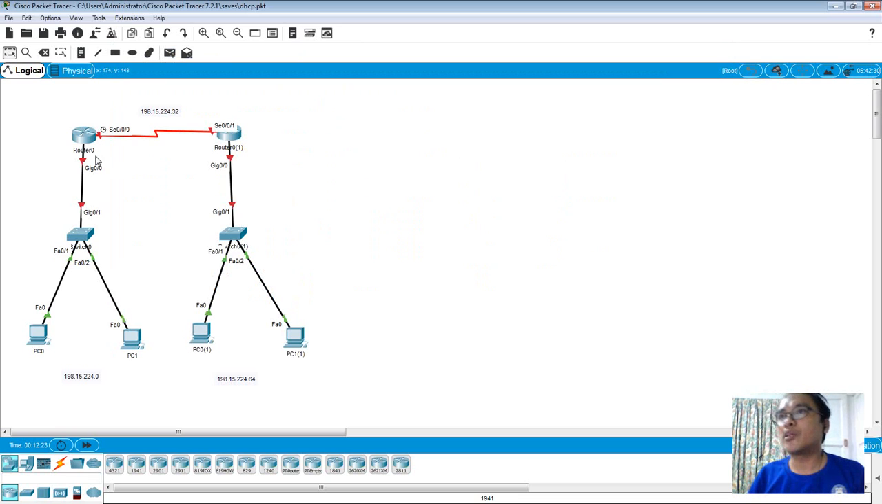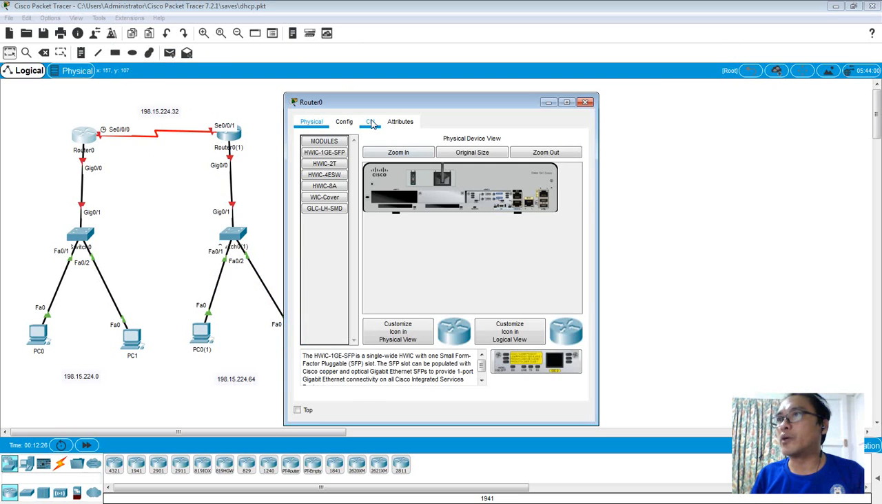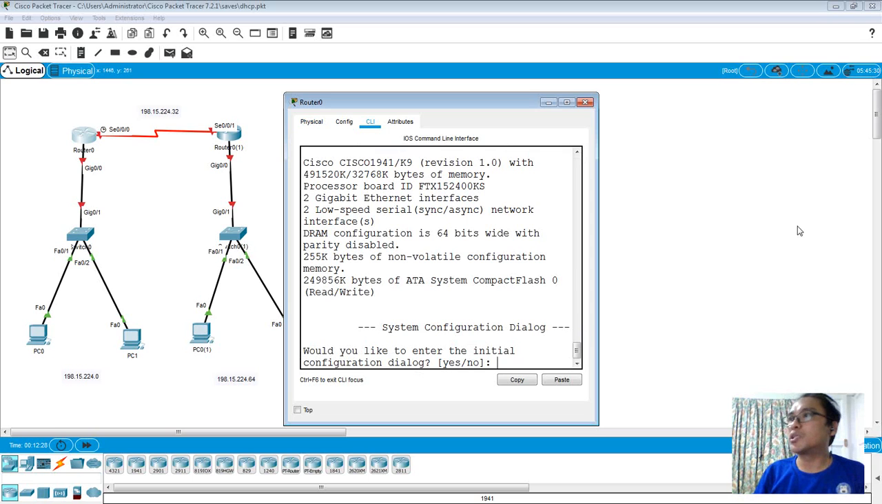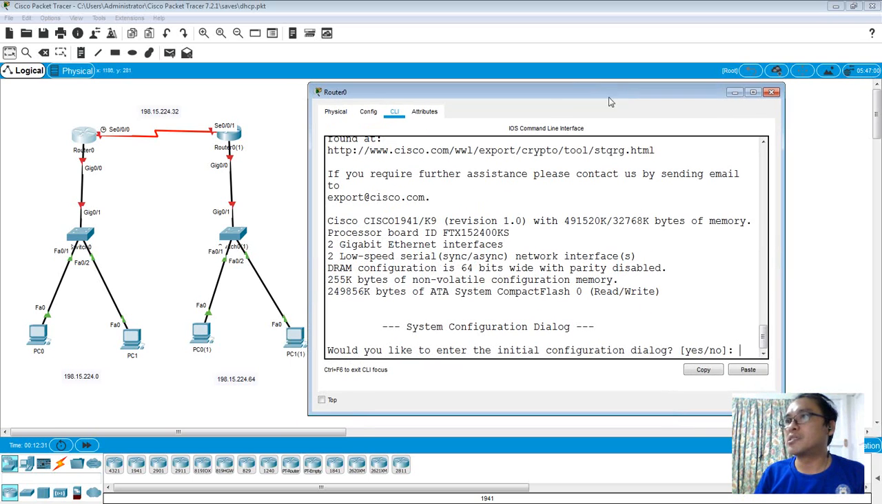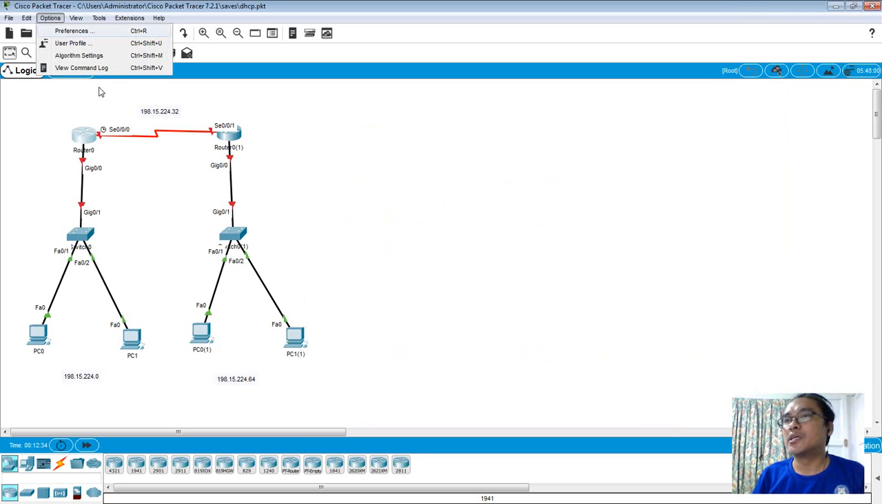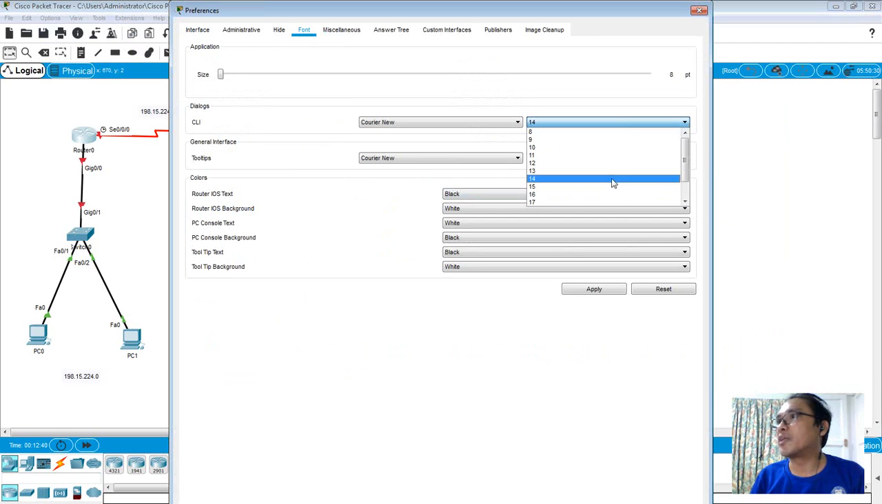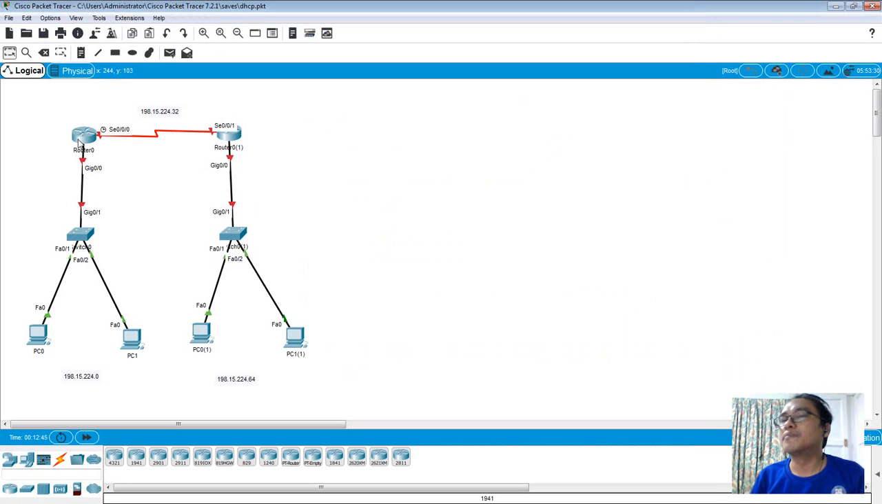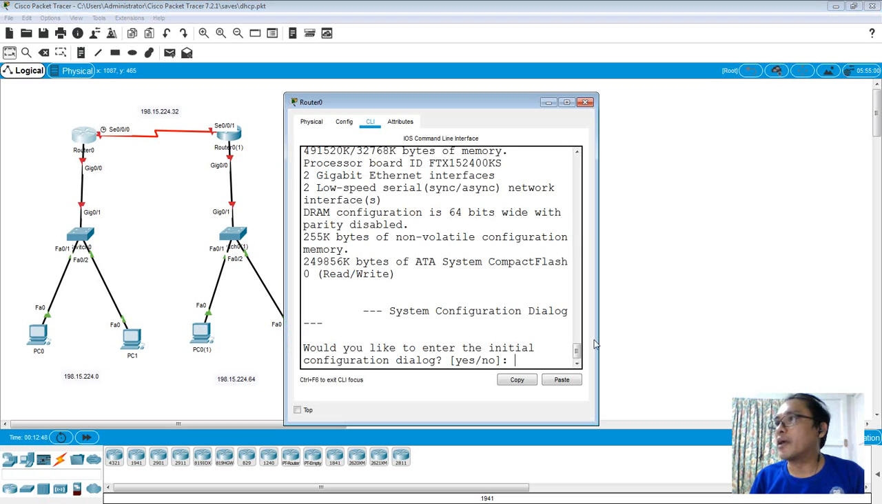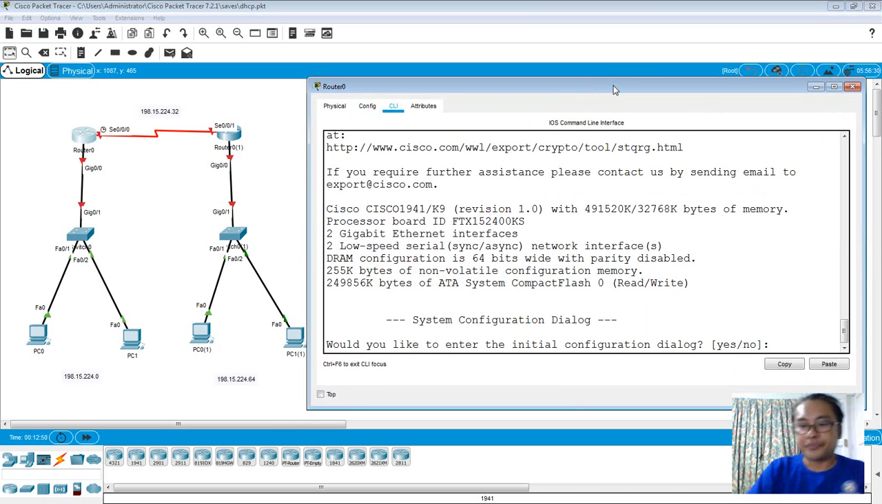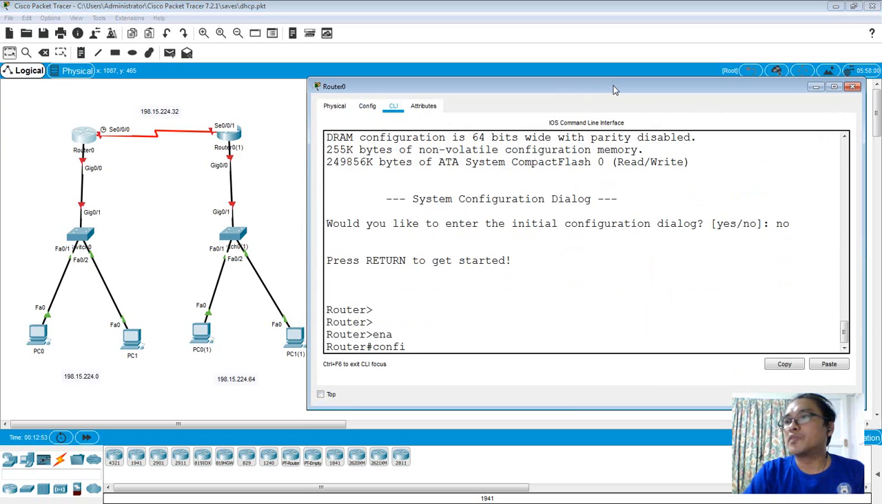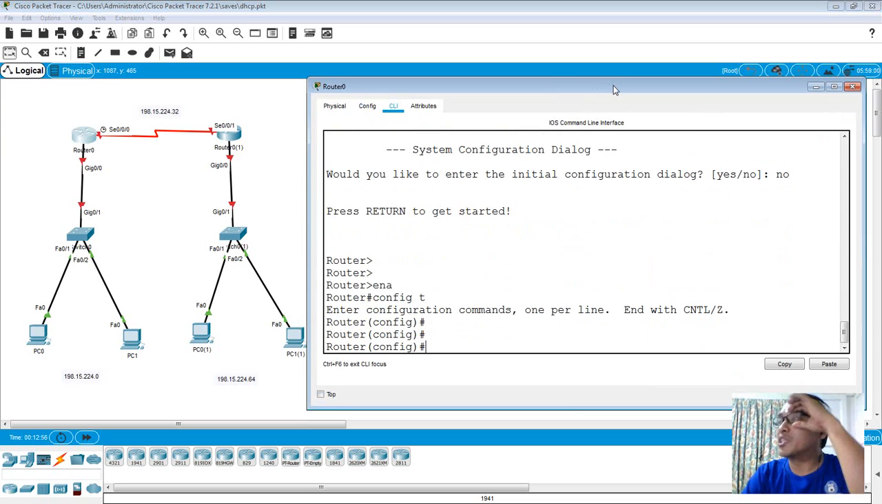Okay, so the first thing that we are going to do is configure our router here, so that we can put specific IP addresses to make this one work. So let's make this font a little bit bigger so that everybody can see what I am doing. Okay, so let's try it. Okay, there, a little bit bigger. So enable, config t. We skip the initial configuration first, and we go directly to the interface configuration. So we have to configure G0/0 and S0/0/0.